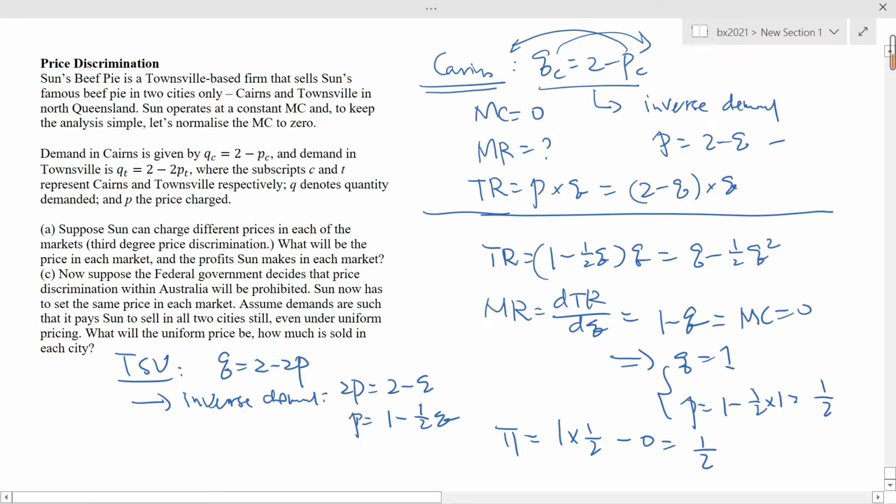Let's look at B. Now suppose the federal government decides that price discrimination within Australia will be prohibited. So now the firm has to set the same price in each market, so it's a uniform price. Assume demands are such that it pays to sell in both cities, even under uniform pricing. So what will the uniform price be?